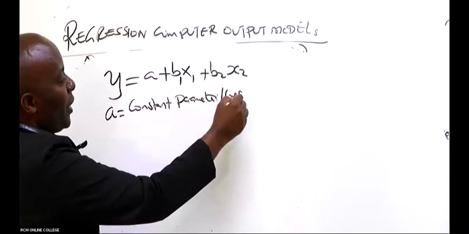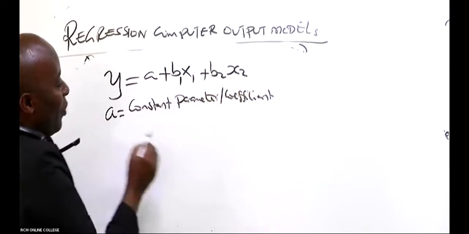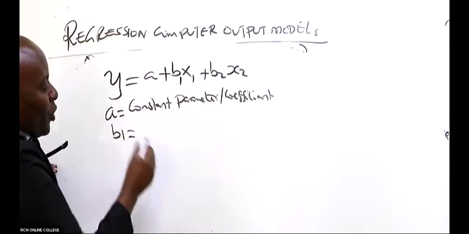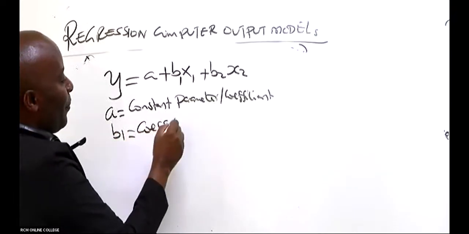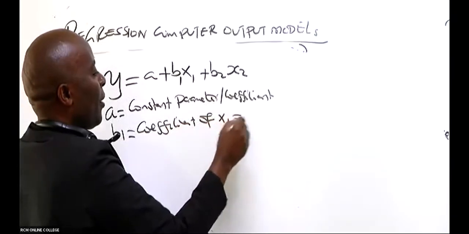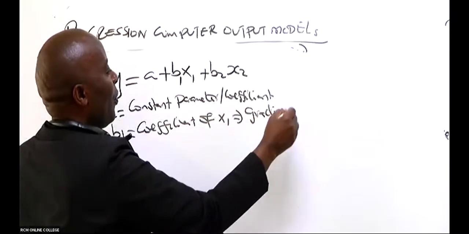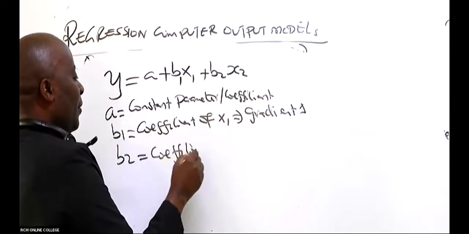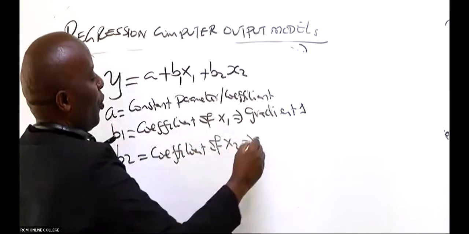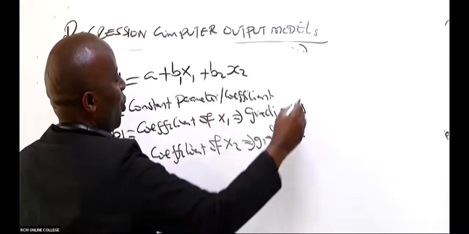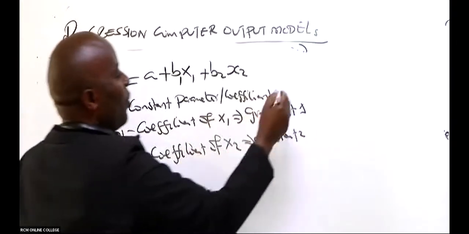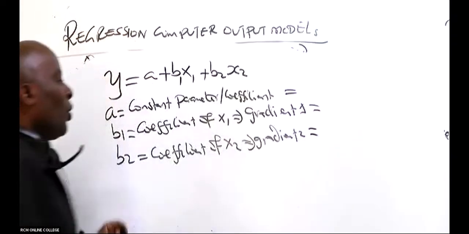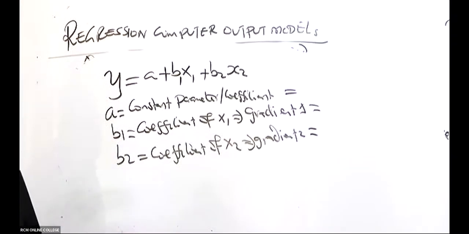Remember that a is the constant parameter or constant coefficient. And then we have b1, which is the coefficient of x1, or gradient 1. b2 is the coefficient of x2, which is basically gradient 2. Are you able to remind Mwalimu what these numbers are? Oh yes, we have all of them.